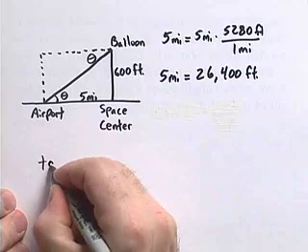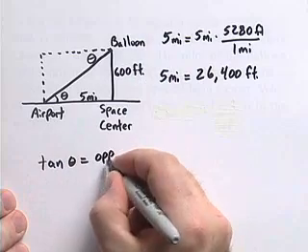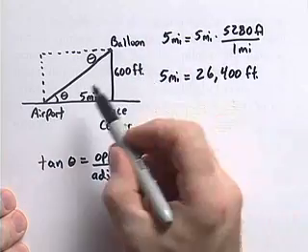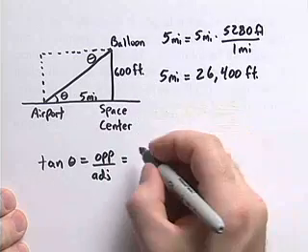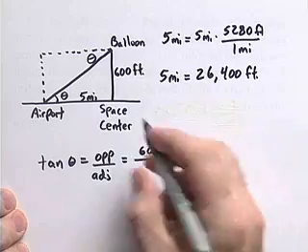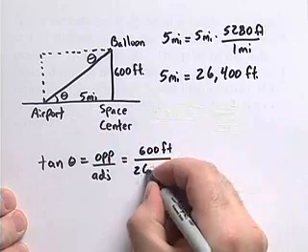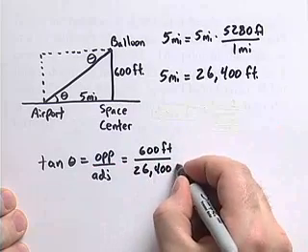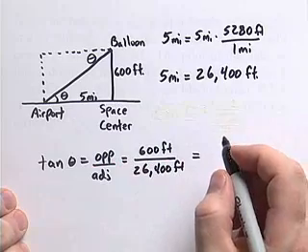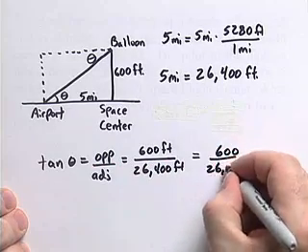We know that the tangent of theta is equal to the opposite side over the adjacent side. In this situation, the opposite side will be 600 feet. And the adjacent side, we had 5 miles, which we changed to 26,400 feet. And so we'll have that the tangent of theta is just equal to 600 over 26,400.